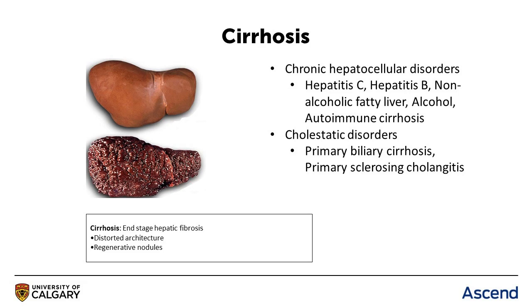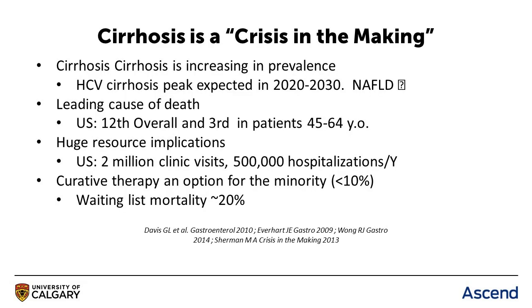Cirrhosis is just going to become a greater and greater problem. We're getting an obesity epidemic with NAFLD or fatty liver disease that's increasing. It's a leading cause of death already. For those of you who are in the hospital setting itself, it's a major cause of hospitalization and readmissions as well. And the majority of them don't have a curative option as far as transplant.